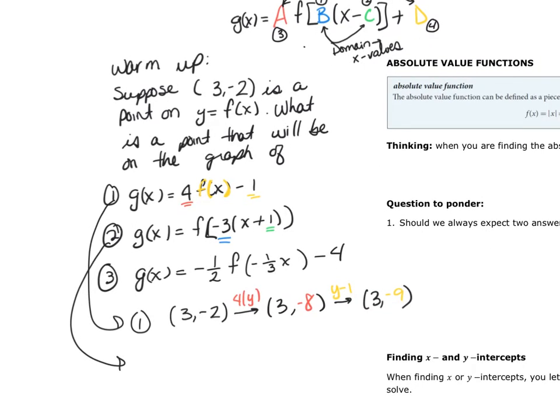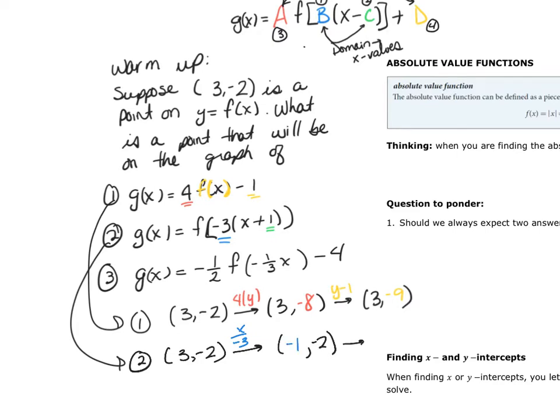And so for number 2, I take my point, which is 3, -2. And if you remember, when it's inside of my domain, it does the exact opposite of what I expect it to do. So I would have expected to multiply by -3, but instead I'm going to take my x and divide by -3. This is messing with my domain, not my range, so the -2 doesn't change. I take 3 and divide it by -3 and I get -1.